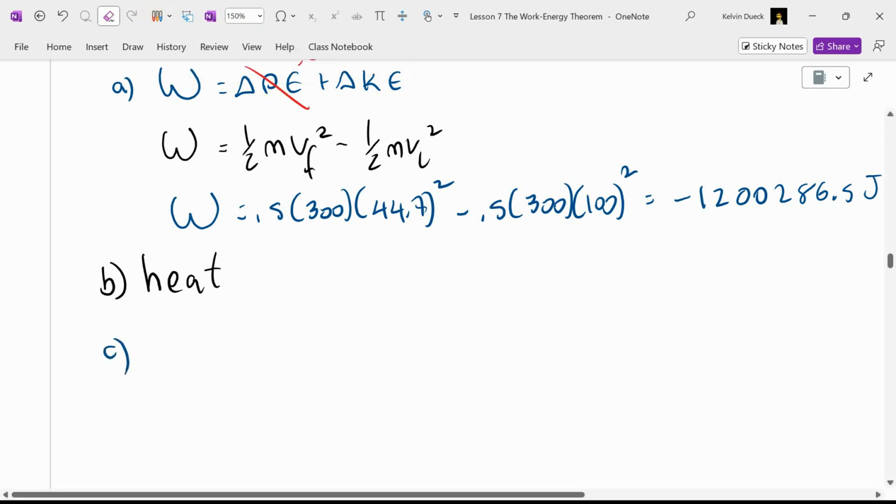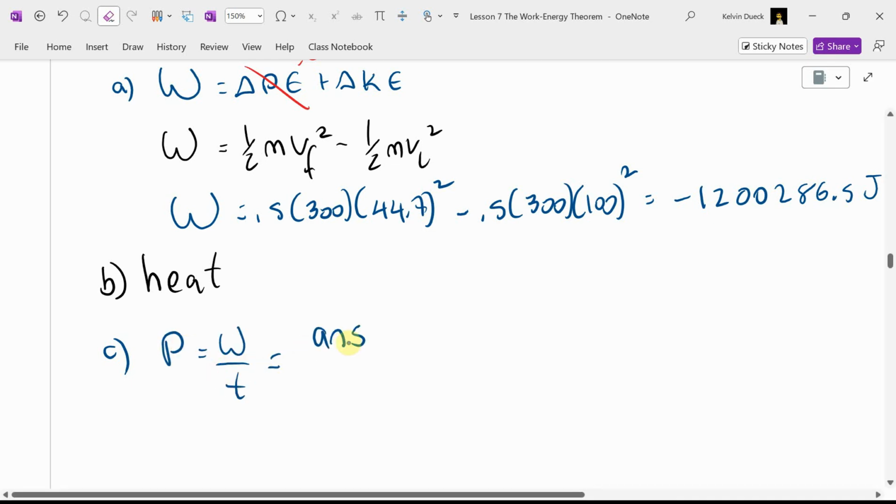C. Ooh. Okay. Siobhan, what's C want me to find? Power. What's our equation for power? Yeah, I got that part, Captain Obvious. What's our equation for power? What did we just find? Work? Oh, this will work. Okay. Power is going to be work over time.